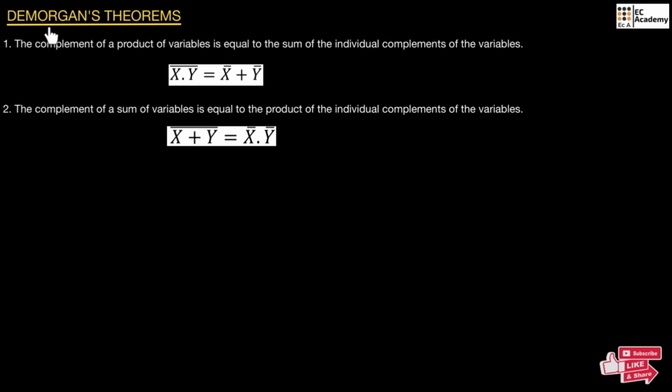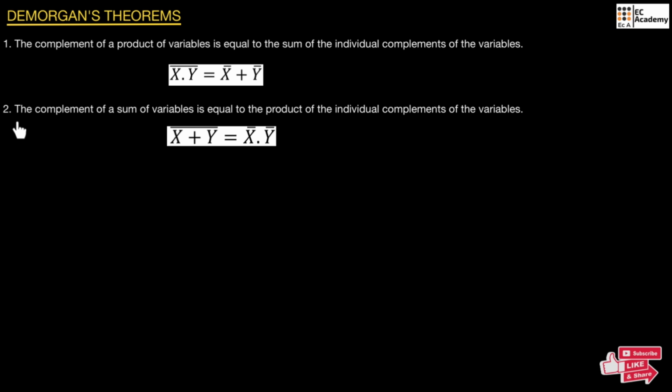In this lecture, let us understand DeMorgan's theorem. There are two DeMorgan's theorems. The first theorem states that the complement of a product of variables is equal to the sum of individual complements of the variables. So if we take two variables x and y, then the complement of the product of x and y will be equal to the sum of individual complements x bar and y bar.